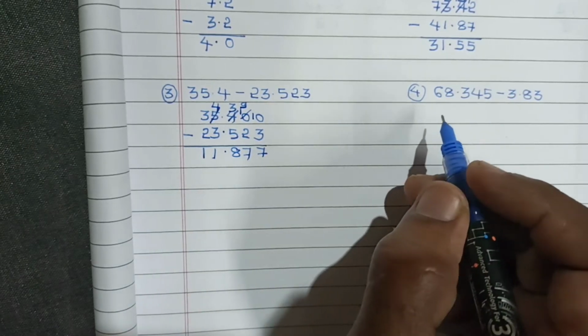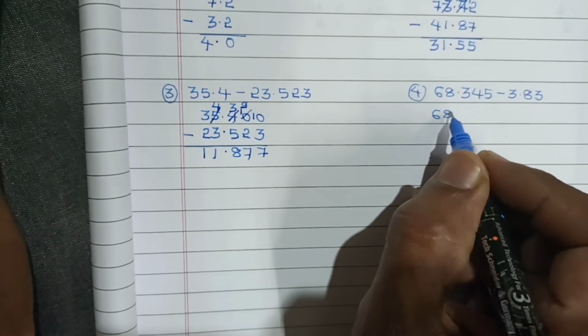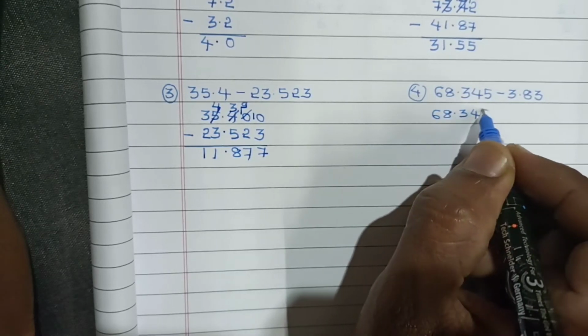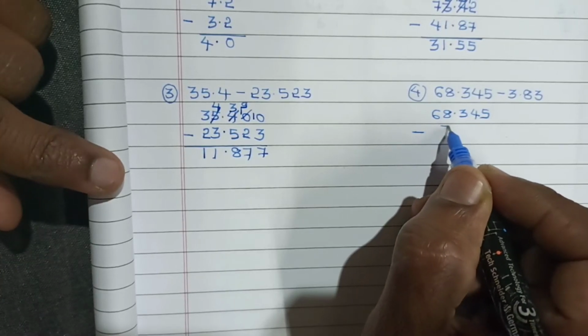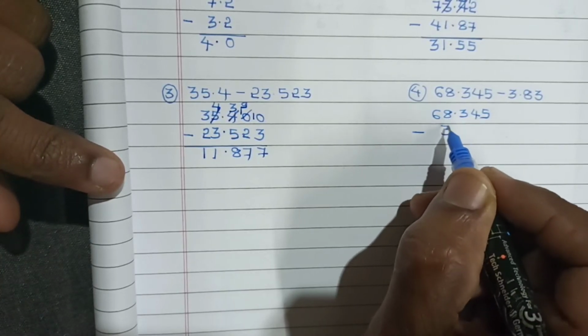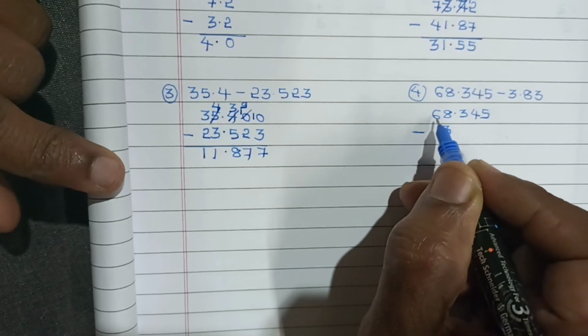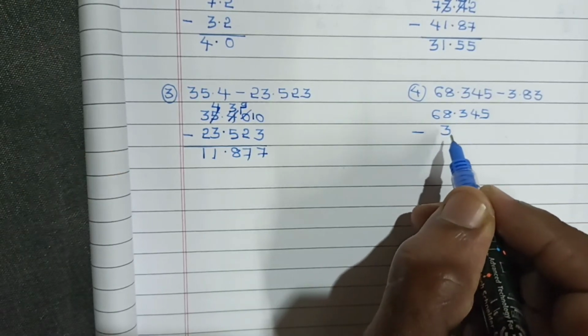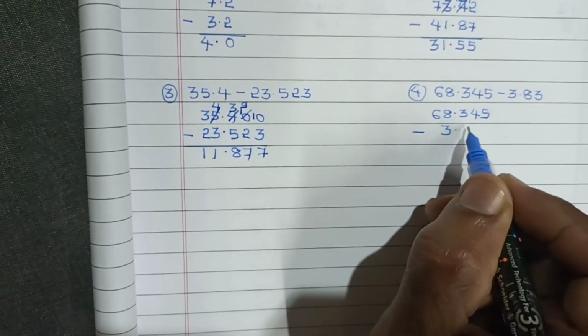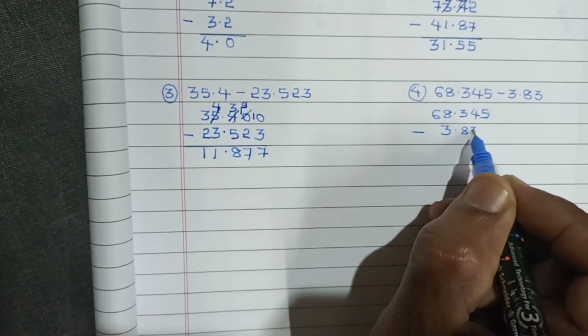Then the fourth one is 68.345 minus 3. You have to write here below 8. Do not write 3 below 6. So you have to write below 8. So then decimal point and then 8 3.